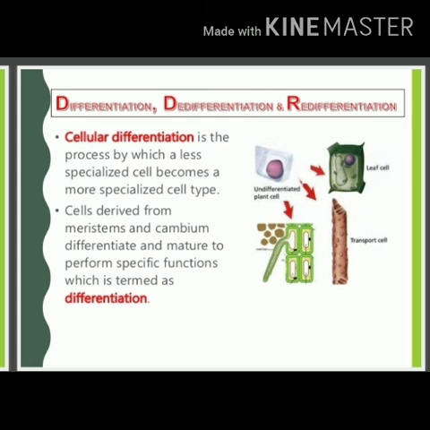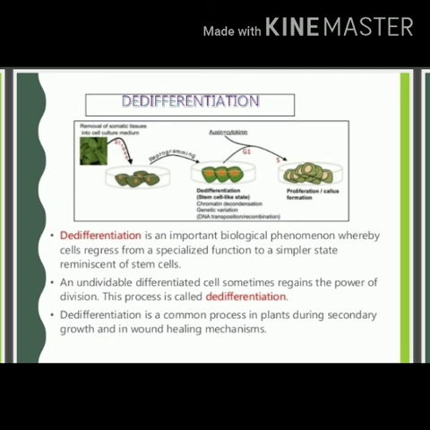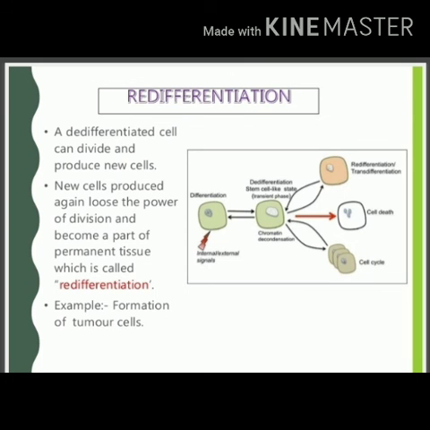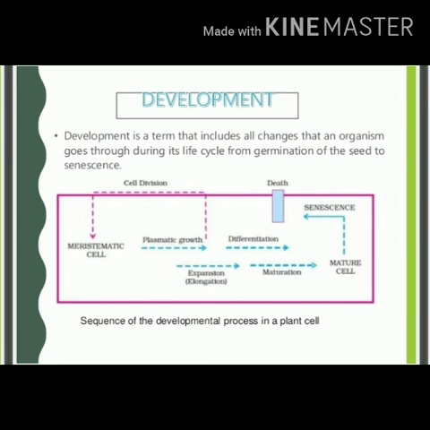Cells which are derived from meristems and cambium differentiate and mature to perform specific functions, which is termed as differentiation. A differentiated cell which has lost the capacity to divide may regain the same as per the need and start dividing. This is called dedifferentiation. What is redifferentiation? The cells produced by dedifferentiation once again lose the capacity to divide. This is called redifferentiation.